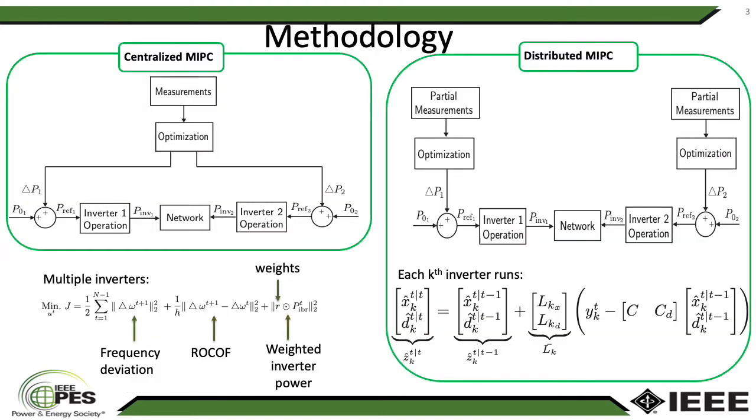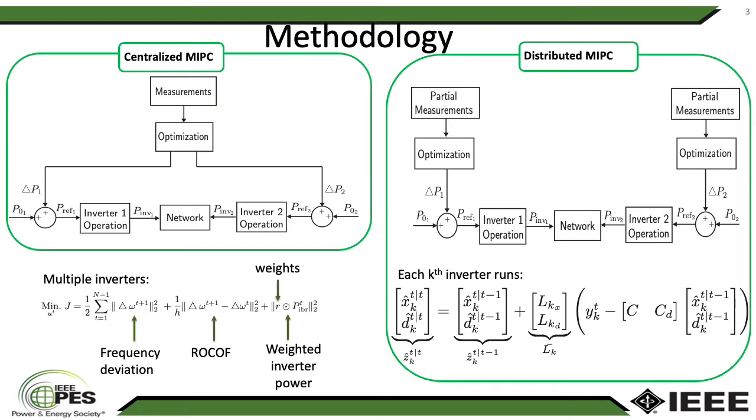The objective of the optimization problem is to determine the amount of additional power that minimizes the frequency deviation and rate of change of frequency in a network. If there are multiple inverters running the controller, then an additional power sharing constraint is added to the optimization problem to ensure that the power output is weighted based on the capacity of the participating inverters.